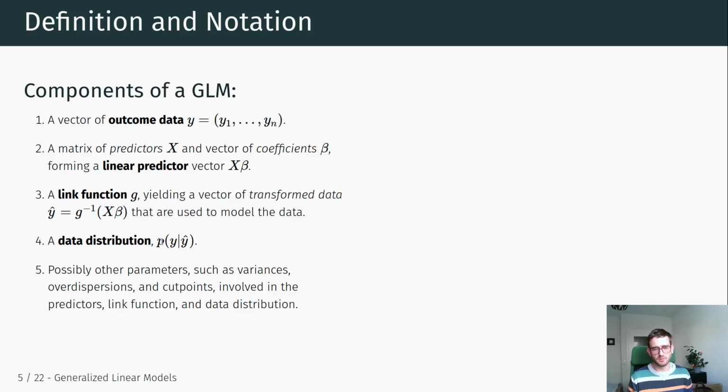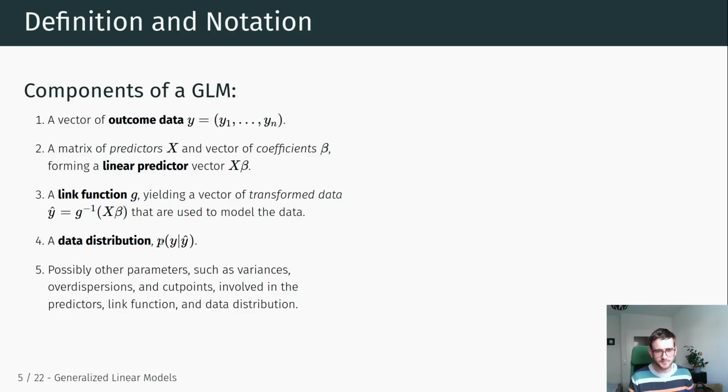There are other components that can be part of this data generating process. For example, we can model variances, overdispersion, different cut points, depending on the underlying model, that are ultimately all involved in either the predictors or the link function or the underlying data distribution. But all GLMs ultimately share these components.